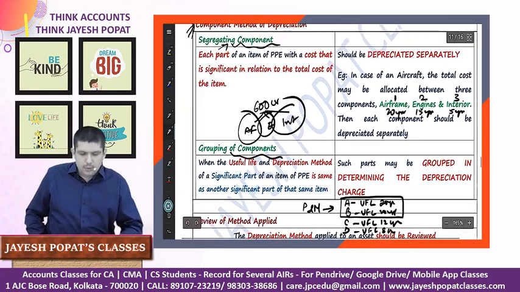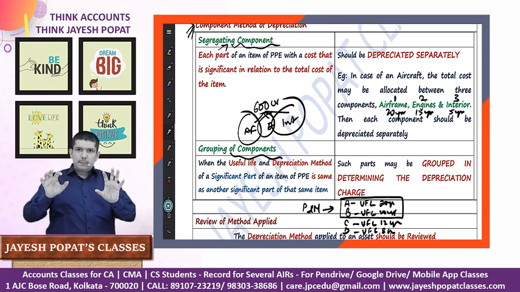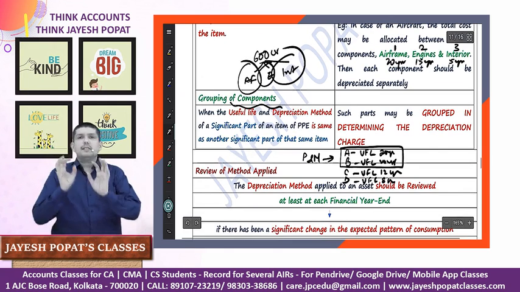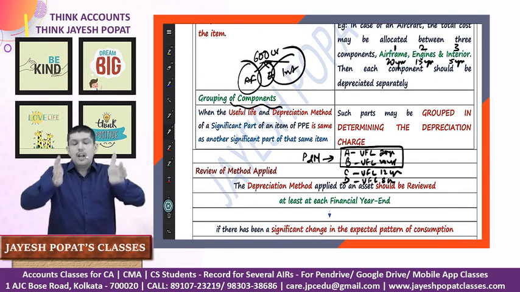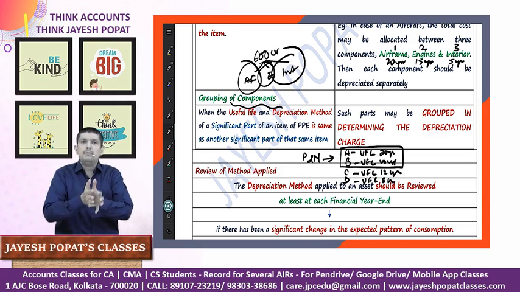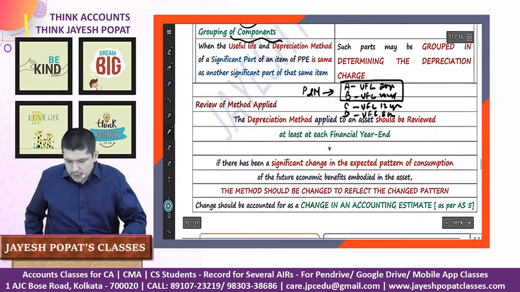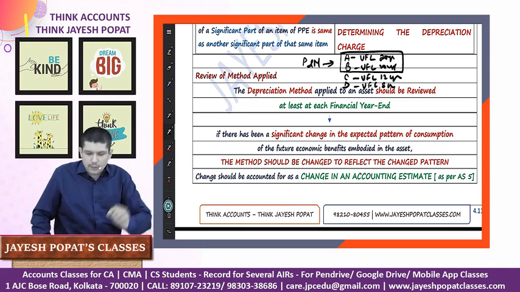So in the first situation you were segregating different components and charging depreciation as per their respective useful life. In the second case, you see that there are certain significant components which have similar or the same useful life. For those components where there is a same or a similar useful life, you will club them together and charge depreciation on them together, and for those components which have a different useful life, you will charge as per their respective useful life. Review of the method.